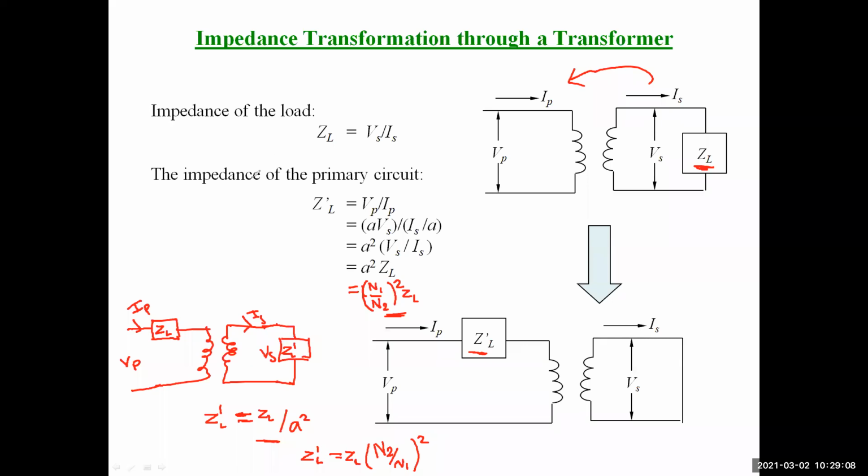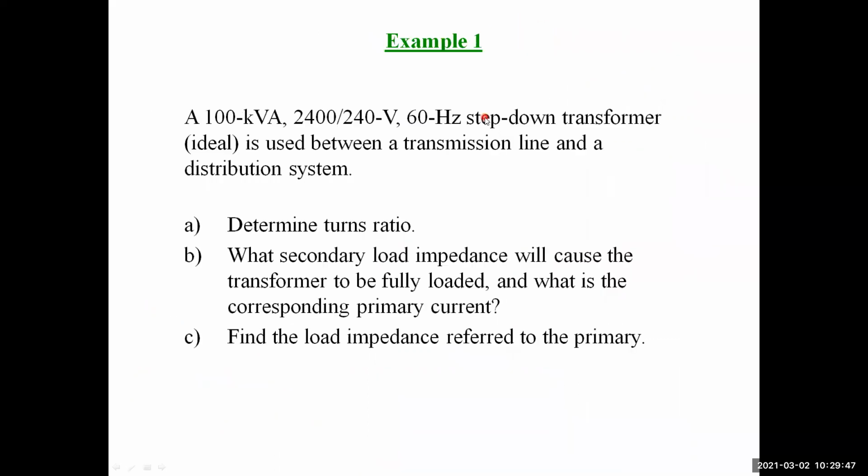But here it is opposite. The primary side impedance is converted into the secondary side. So ZL dash becomes ZL by A square. Apply the same procedure and you will get ZL dash equal to ZL by A square. So ZL is the primary side impedance, that becomes ZL into N2 by N1 whole square, which is ZL by A square. In this way we have to convert the secondary side impedance to the primary and the primary side impedance to the secondary. Clear?